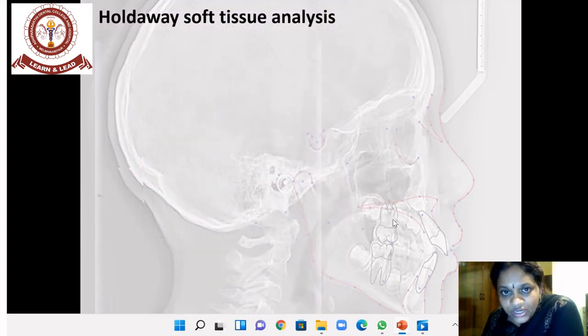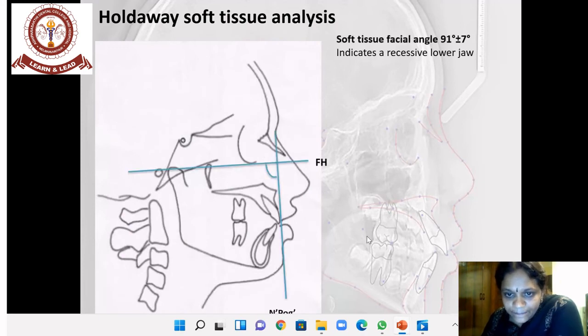Coming to the Holdaway soft tissue analysis. The soft tissue facial angle is nothing but the angle between your FH plane and the line connecting N' and Pog'. This is called your soft tissue facial angle. This tells you again whether your mandible is prognathic or retrognathic. It tells you the convexity or concavity of the individual, whether the patient is in a class 2 or class 3 skeletal base.